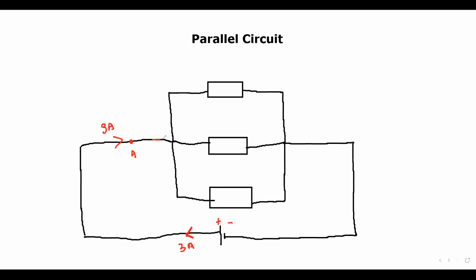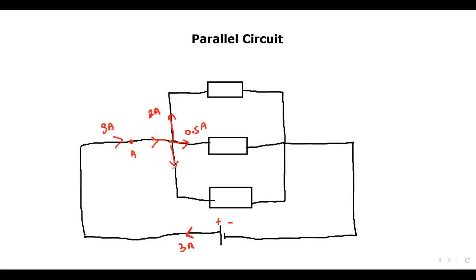But now what happened at this point, the current divides. For example, 2 ampere is moving from here. If 2 ampere out of 3 is moving from here, 0.5 ampere is moving from here. So how much current will be this one? Out of 3, 2 is moving in the upper branch, 0.5 is moving in the center branch.